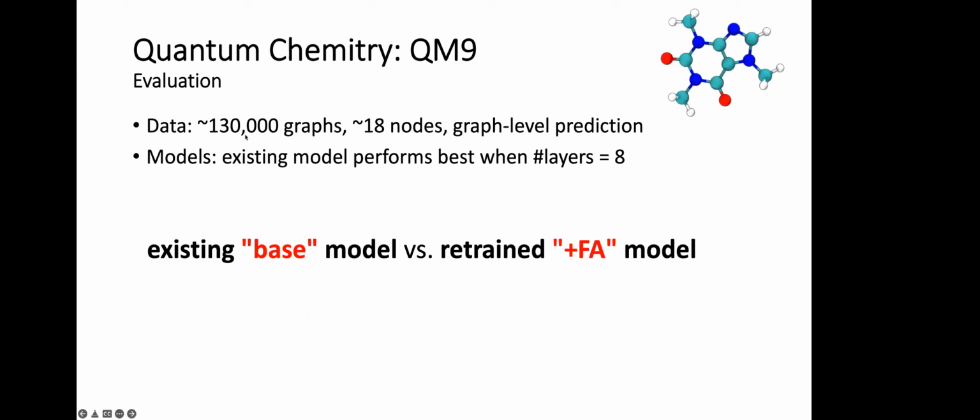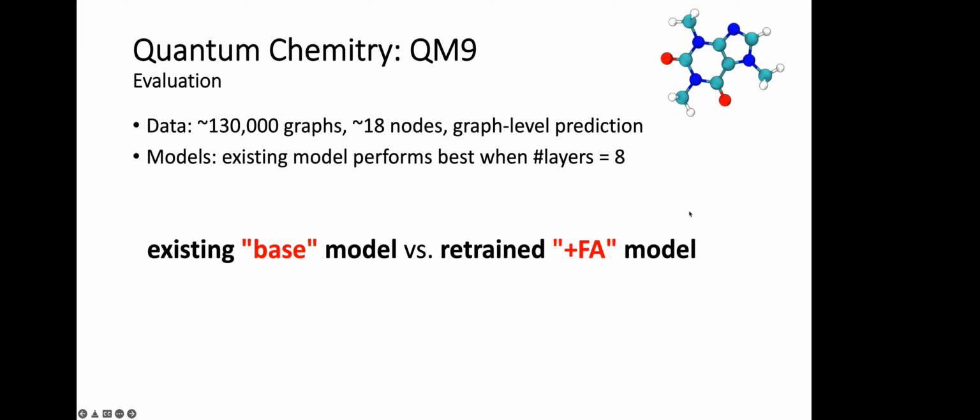For this data set, each graph is a molecule where nodes are atoms and undirected typed edges are different types of bonds between the atoms. The goal is to predict for each graph some real-valued quantum chemical properties. The data set contains about 130,000 graphs, and each graph contains about 18 nodes. This is a graph-level prediction.